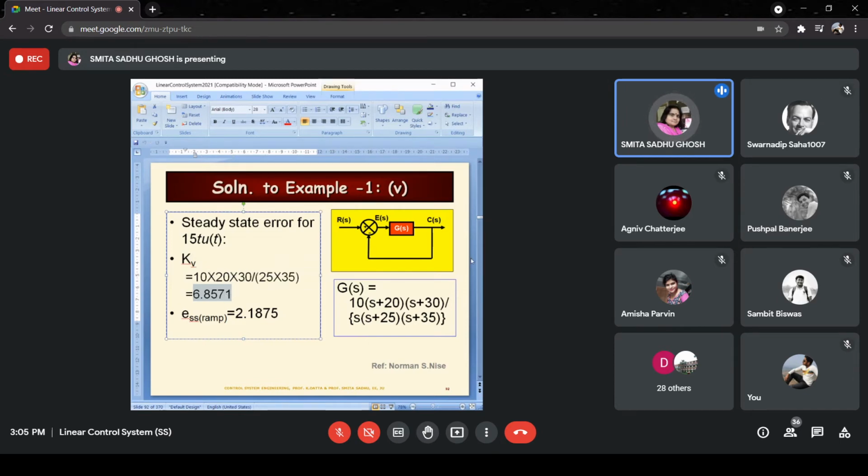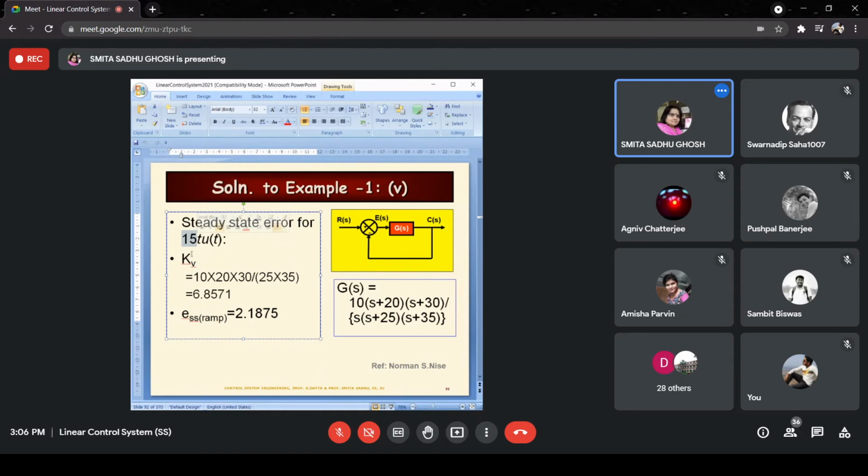Now, once Kv has been found out, the steady state error due to a ramp can be found, but you have to keep in mind that the ramp has an amplitude of 15. That's the only thing you have to keep in mind. Earlier, when we were defining the concepts, the steady state error was equal to 1 by Kv. But over here, since your ramp has an amplitude equal to 15, it is going to be that amplitude by Kv, isn't it?